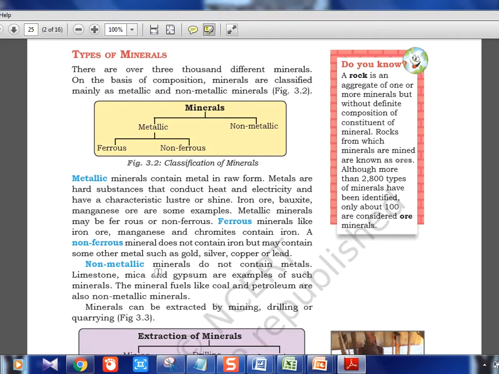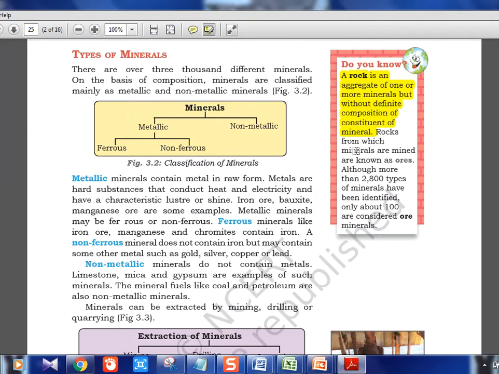So types of minerals, this picture is enough. Metallic is there, non-metallic is there. Within metallic itself there is ferrous and non-ferrous. That is, something which has iron content and something which does not have iron content. That is the basic classification of minerals. A rock is an aggregate of one or more minerals but without a definite composition or constituent of minerals. Rock is something which has minerals but doesn't have a definite composition. A mineral is a part of the rock but it has definite composition. So that is the difference between a mineral and a rock.